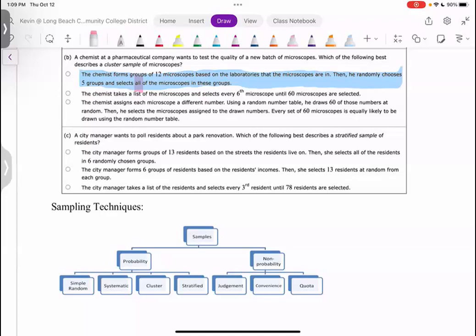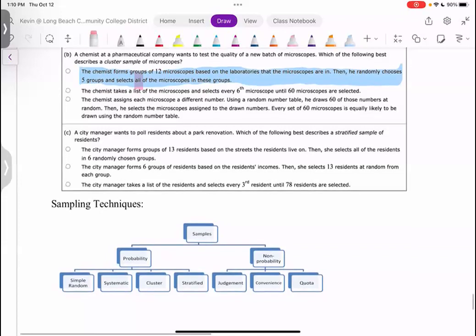The city manager forms 6 groups of residents based on the residents' incomes. Then she selects 13 residents at random from each group. That one is definitely stratified. So that's going to be our answer there. The last one, the city manager takes a list of these residents and selects every 3rd resident until 78 residents are selected. That is definitely systematic.